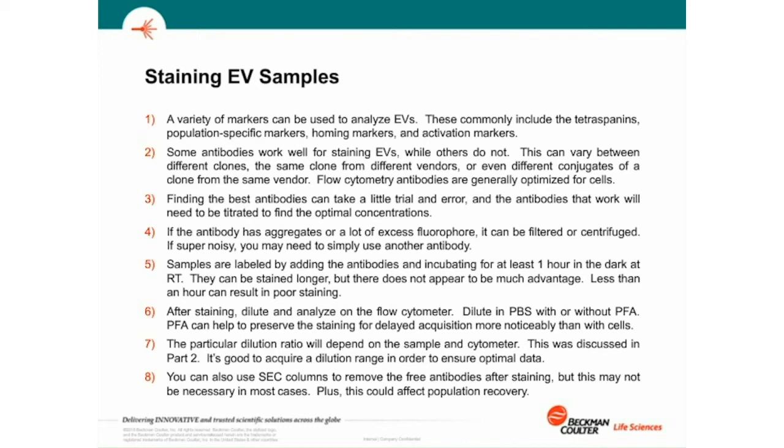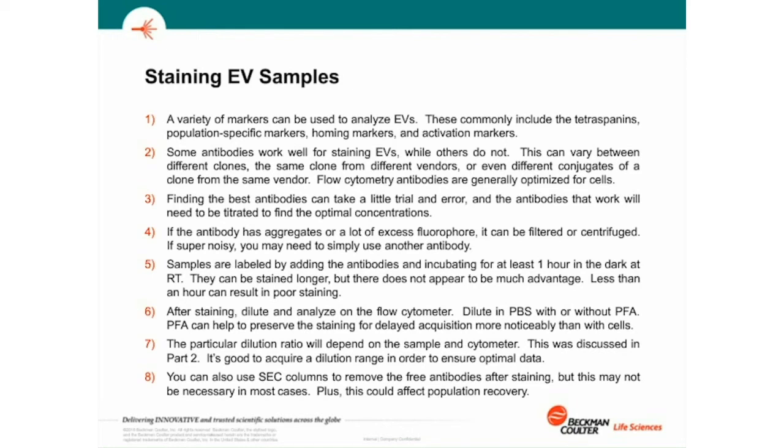PFA included in your buffer actually can help better in the case of EVs than with cells, at least more noticeably. If you have, for instance, a 96 well plate full of samples, by the time the samples get to the 96th well, after diluting 1 to 1,000 or 1 to 4,000, a lot of the antibodies can dissociate, so the intensity may reduce a bit for the final samples. If you include PFA, it will reduce this effect.